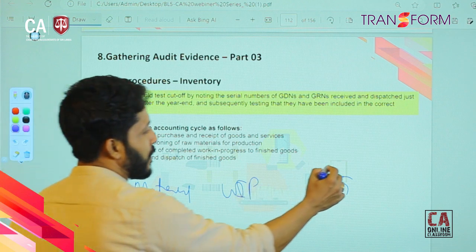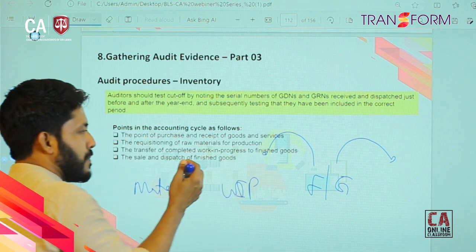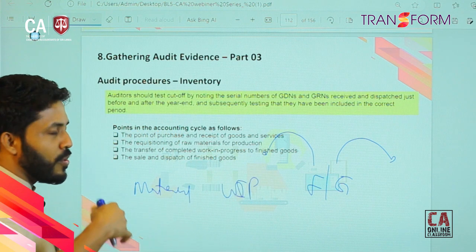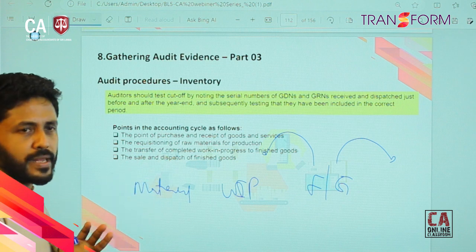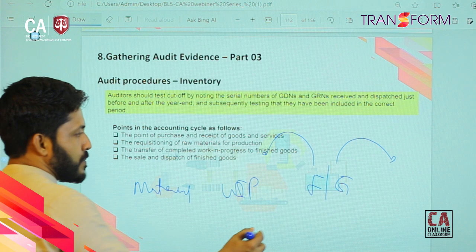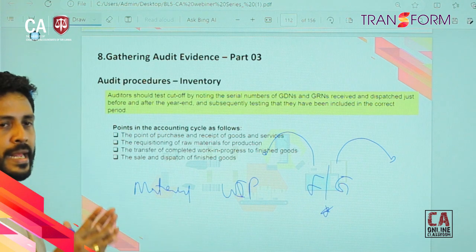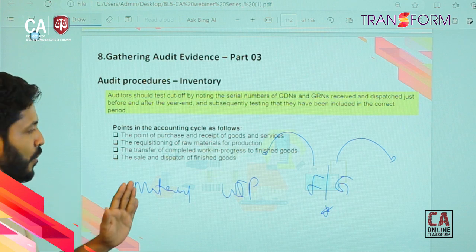The sold item can't be recognized as inventory. Whatever the items we are in the process of, we have already paid advance, those things can't be considered as inventory, right? So then exact inventory items should be identified. For that we need to perform cutoff testing for inventory.